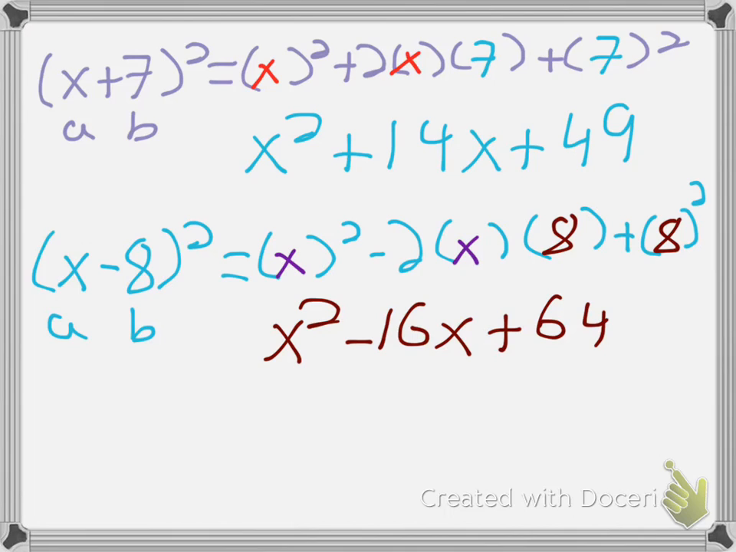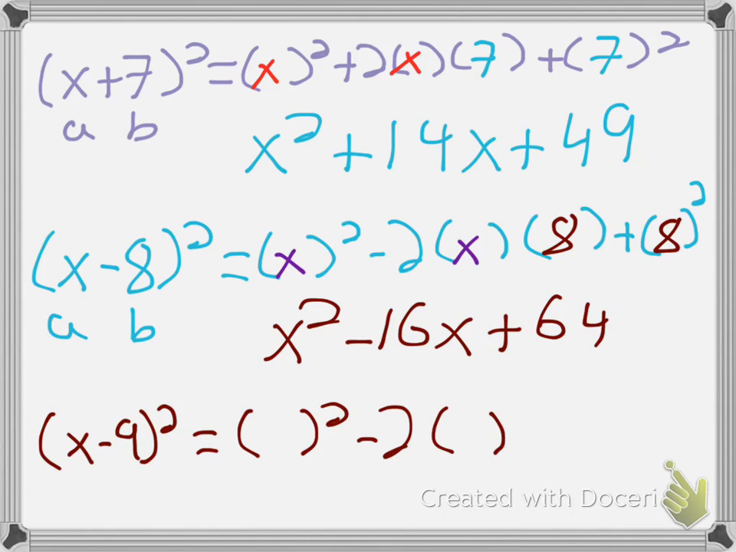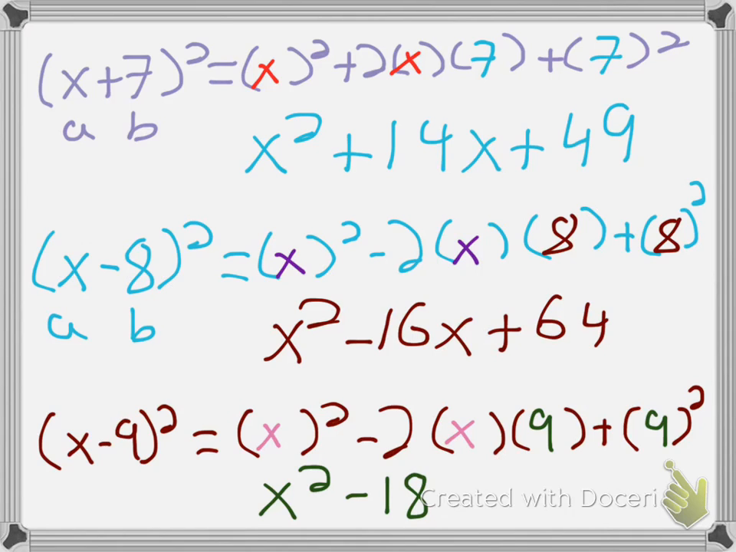Okay, one more minus one. (x minus 9) squared. Well, take your time and then get the answer correct. So, we have x, x, 9, 9. So, x squared minus 18x plus 81.